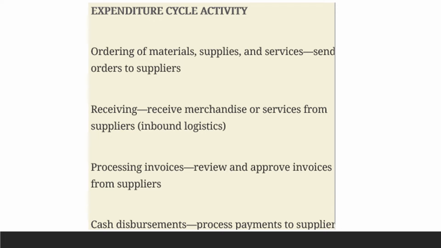Okay, so we're talking about the expenditure cycle activities. The steps are ordering of materials, supplies and services, that's sending orders to suppliers. Then it's receiving merchandise or services from suppliers, inbound logistics. And then we process invoices, reviewing and approving invoices from suppliers, and then cash disbursements. That's processing payments to suppliers.